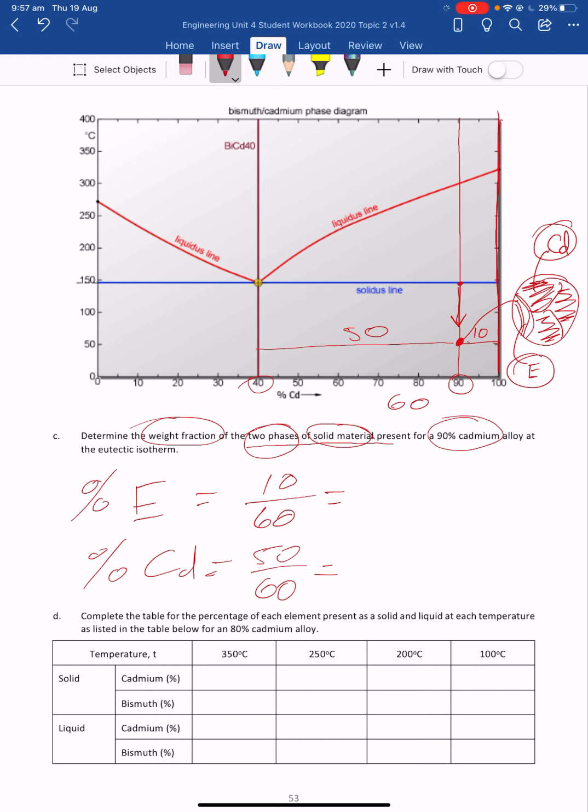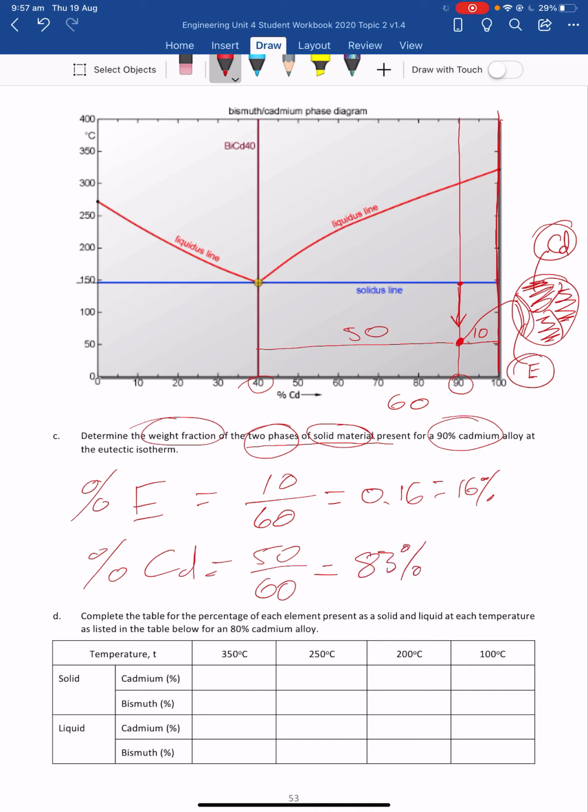And once again, you can just type that into your calculator. I'm doing that now. 10 divided by 60, 0.16 as a ratio, which is equal to 16%. And 50 divided by 60 is obviously 83%.